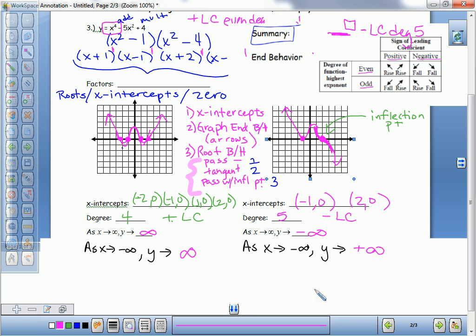Okay, how we doing? Are we feeling better about that part of graphing? Cool.